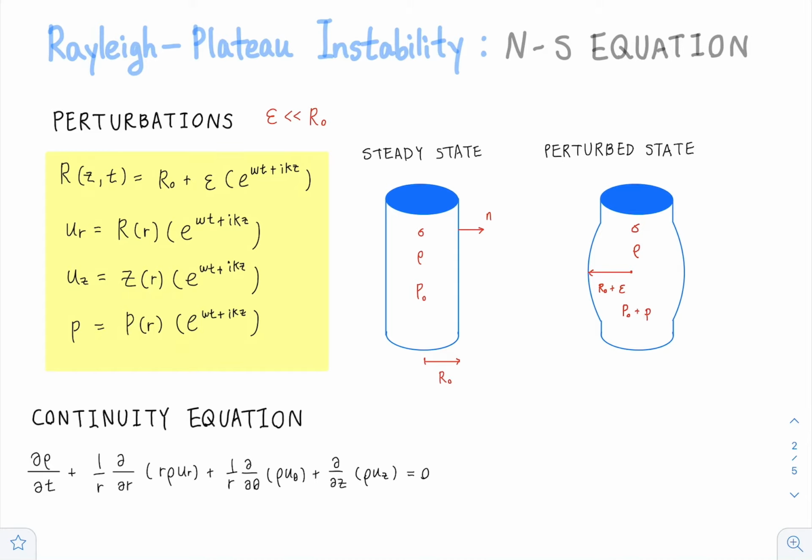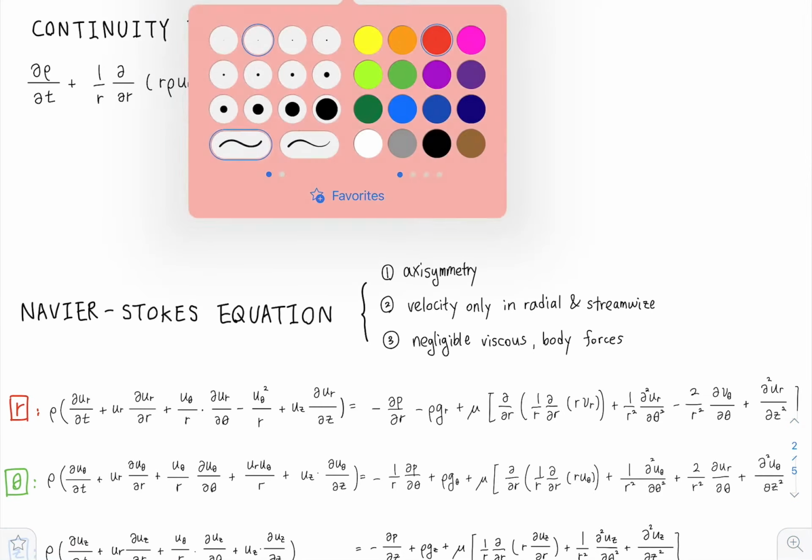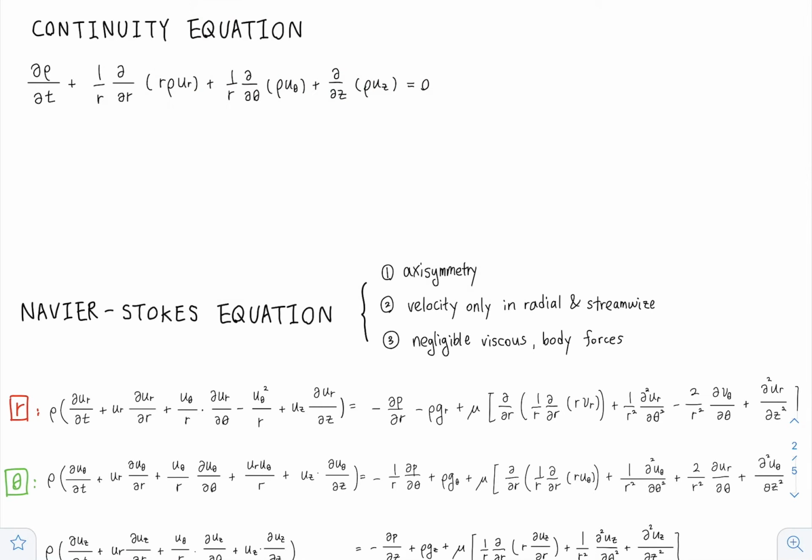So using mass conservation, we can first erase a few terms here. We are going to assume that we only have a velocity in the radial and streamwise direction, so ur and uz are not going to be 0. But the u theta component is going to be 0 because we have a velocity only in the radial and streamwise direction. Also, we will be considering axisymmetry. Therefore, the terms with partial derivative with respect to theta are going to go to 0 because it is axially symmetrical.